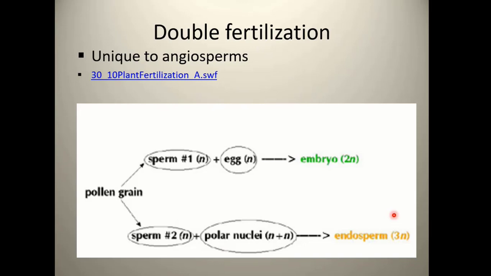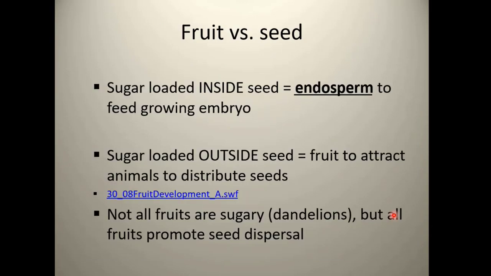But I don't think you need to worry more about this diagram. What you just need to focus on is that double fertilization is unique to angiosperms. So I think I'm going to end here, but you don't need to worry more.